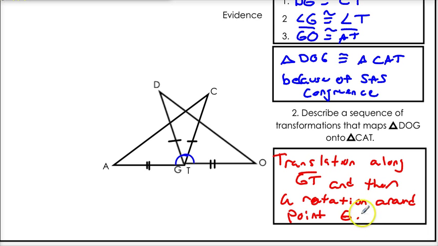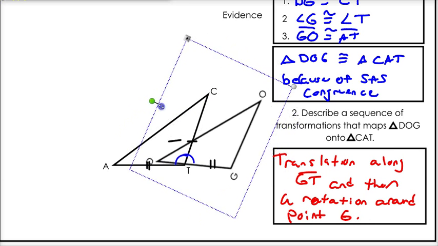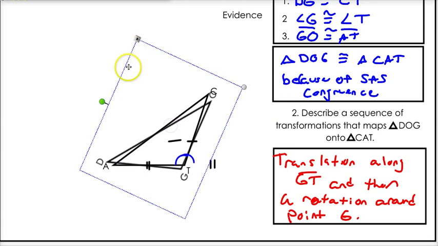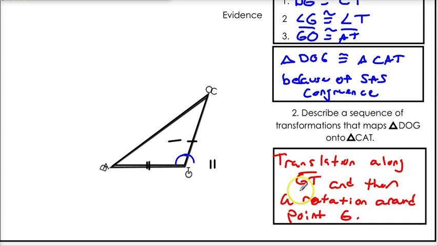All right? So if I rotate this around point G until AT and DG line up, then they are mapped on top of each other. So a translation along GT and then a rotation around point G counterclockwise. And that shows that they can be on top of each other. All right, that's it for this lesson. It's a long one, but a goodie. Yeah, go take a nap.